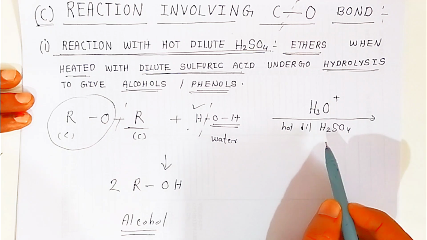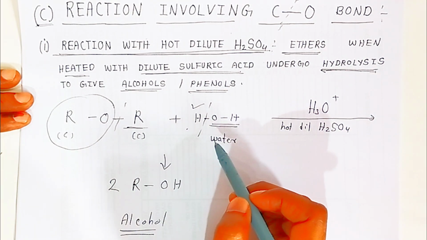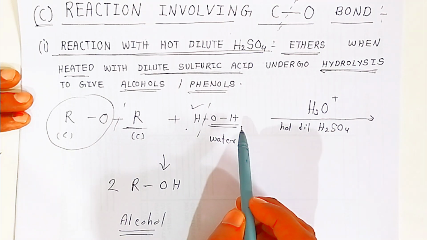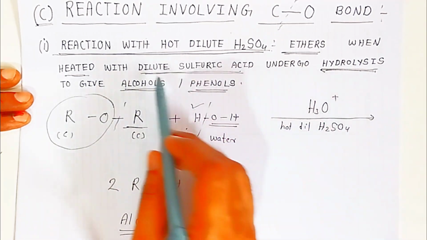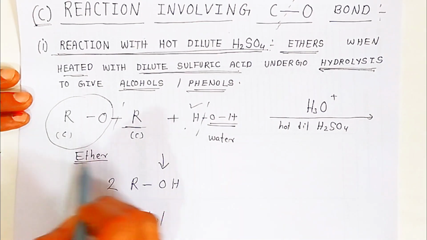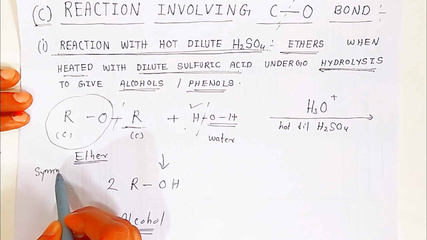This is called a hydrolysis reaction, students. There is a breaking of water molecules, that is why it is called hydrolysis. Understanding students? So hydrolysis will take place in presence of acid like dilute sulfuric acid. So this ether on hydrolysis will give you alcohol. This is symmetrical ether. Here, students, I have used symmetrical ether.